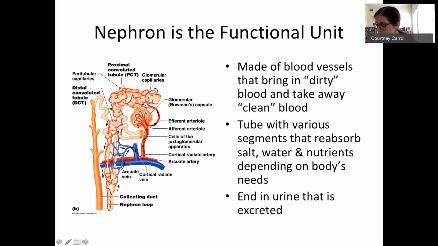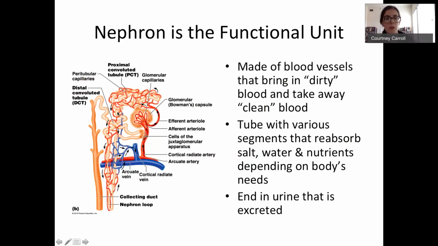And in effect, all of the things that are smaller than a blood cell, so all of the components of blood smaller than a cell, things like water, sugars, waste, salts, minerals, all of that will flow from the blood vessel into this tubule here, this convoluted and twisted tubule.